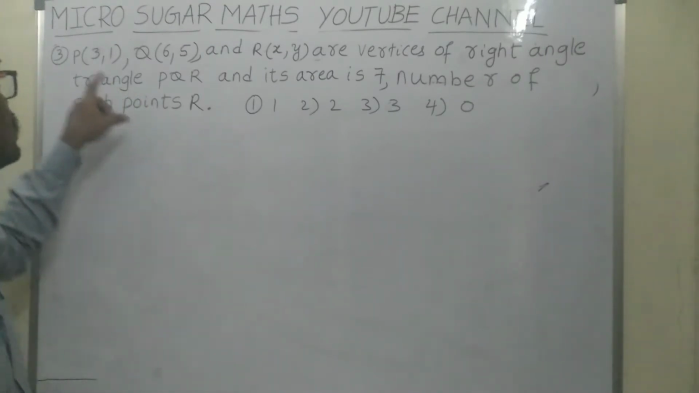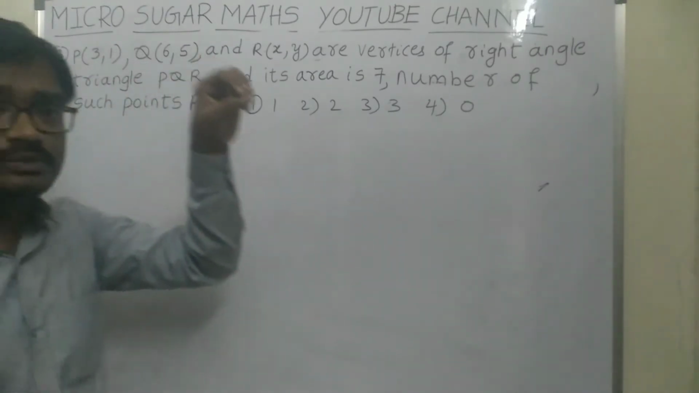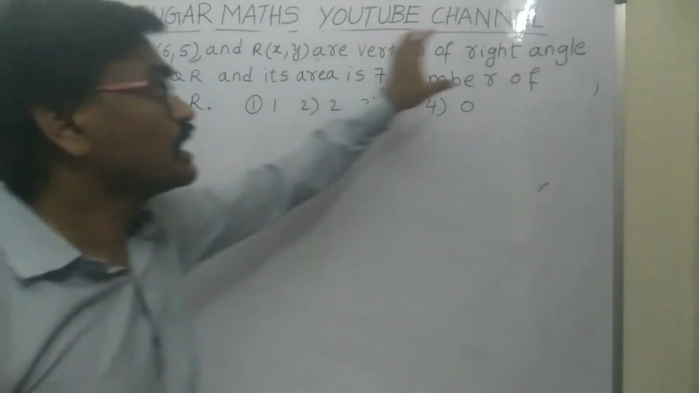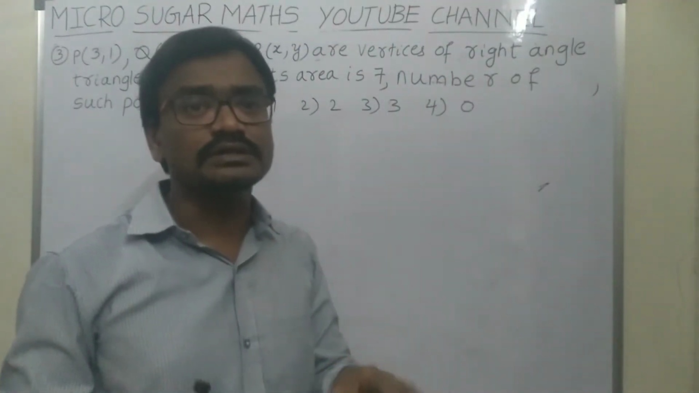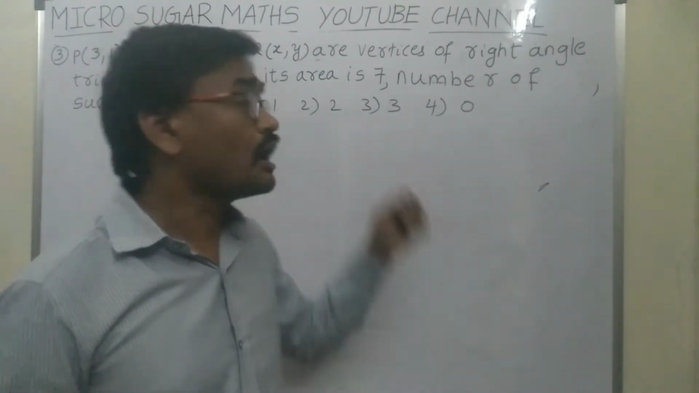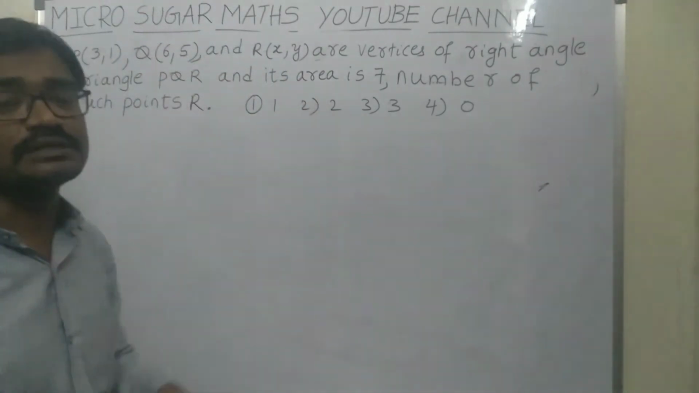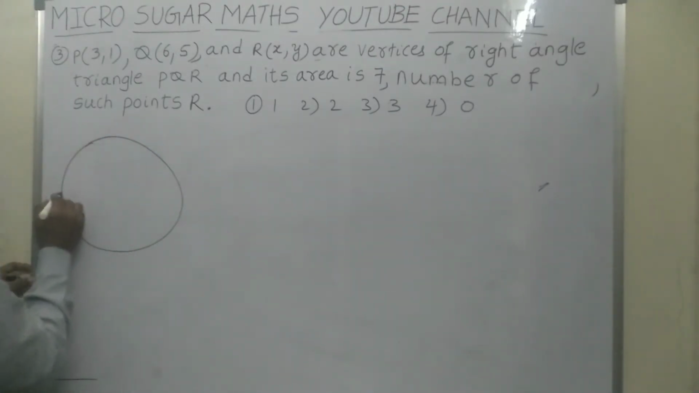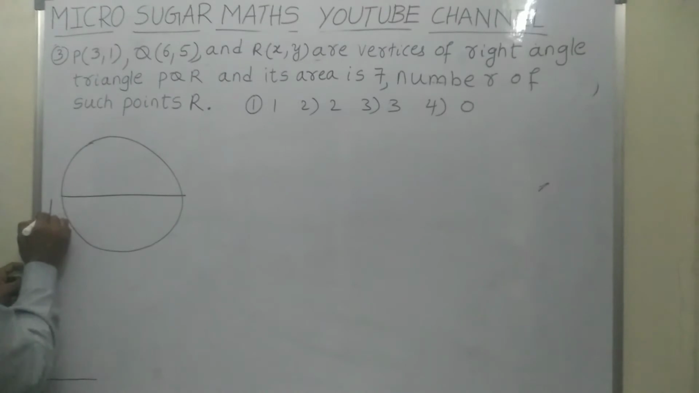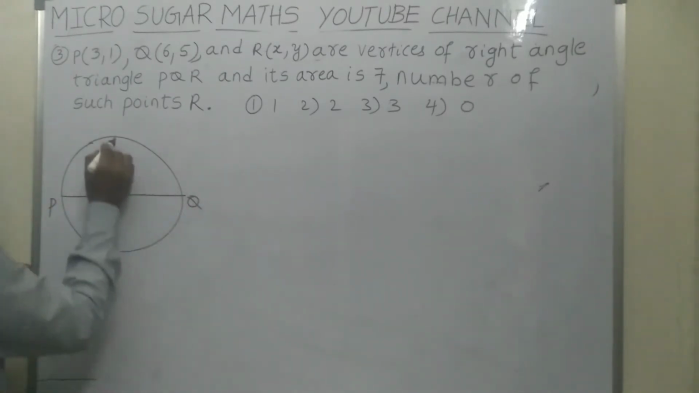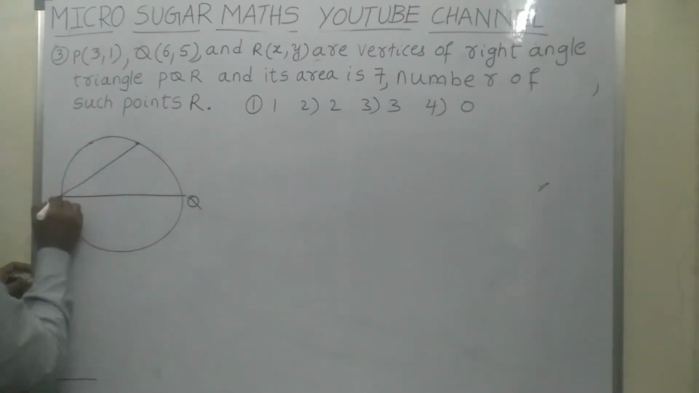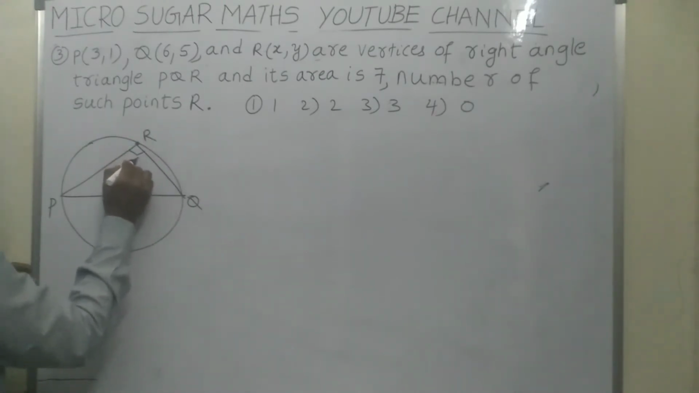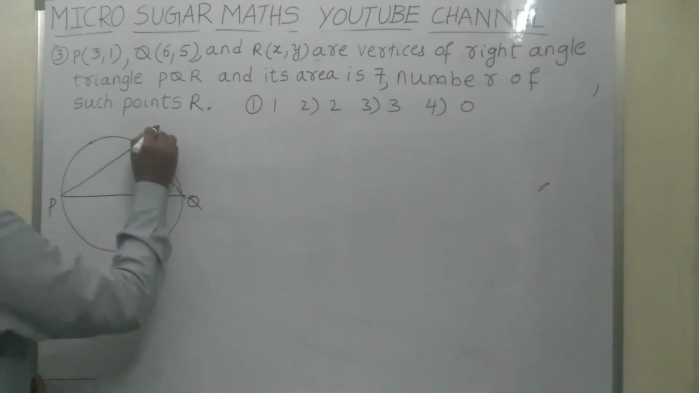Students, on observing, P and Q are fixed points and R is variable, and the triangle is a right angle triangle. Using these three conditions, the R point should lie on a circle, and PQ is the diameter. Next, R is here. Now students, the angle here is 90 degrees, at R(x, y).